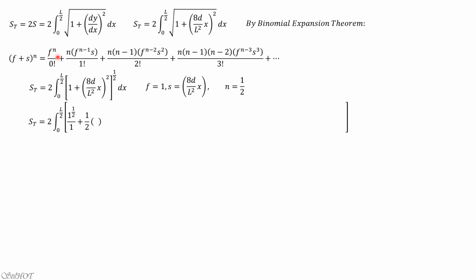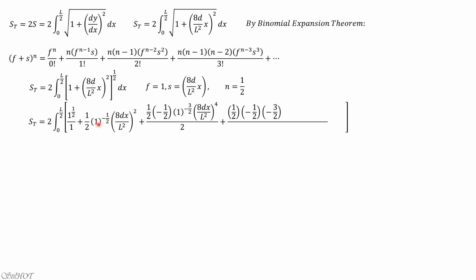So f to the n is, first term is 1, so 1 to the 1 half over 1, which is 1, plus n, which is 1 half, divided by 1, still 1 half. And first term to the power 1 half minus 1 is negative 1 half. So 1 to the negative 1 half is still 1. Then the second term appears, which is 8d over L squared times x. This x is not the differential of x. 8d times x over L squared, quantity squared. That's the second term.